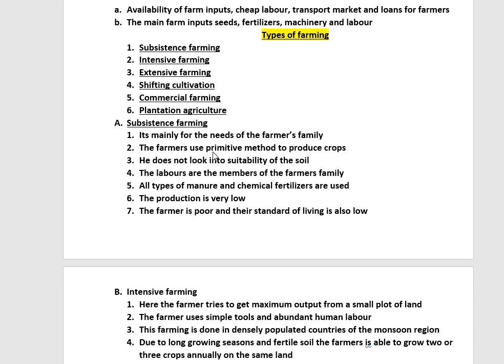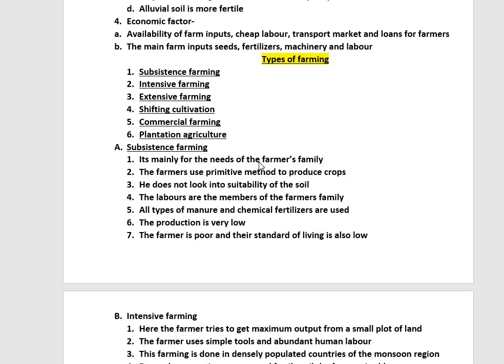Second, the farmer uses primitive methods to produce crops. So whatever tools and equipment he has at his home, he will use only those machines, equipment and tools to do the farming. He will not go out to look for a big machine because he is growing crops for himself. So he will use the basic tools and primitive methods for doing the farming.